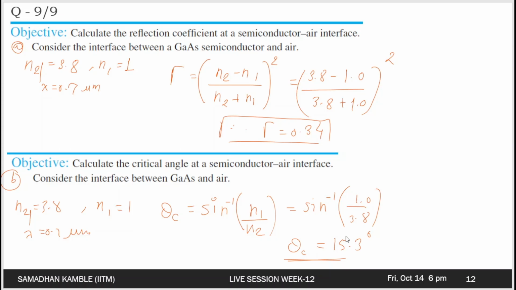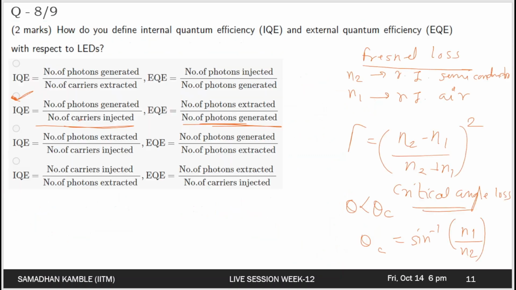So these many photons which are incident at an angle higher than the critical angle will be reflected. So this corresponds to the critical angle loss, that is again incorporated in the external quantum efficiency.